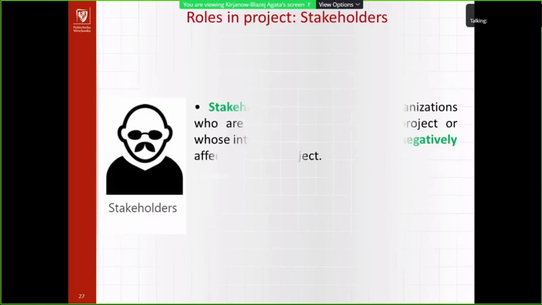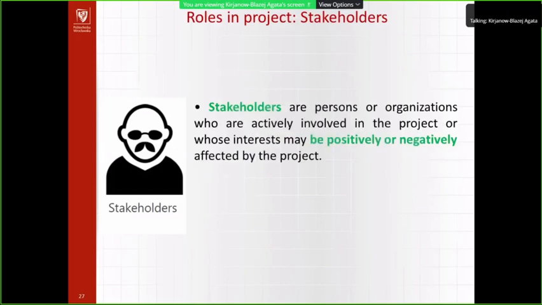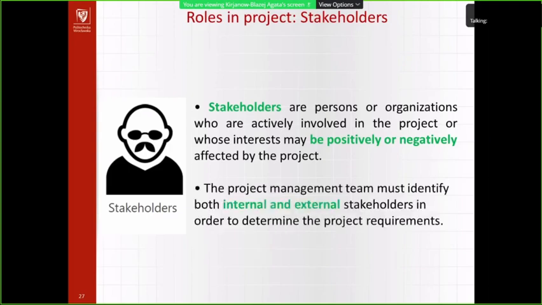So stakeholders are persons or organizations who are actively involved in the project or whose interests may be positively or negatively affected by the project. And the project management team must identify both internal and external stakeholders in order to determine the project requirements. In other words, your project stakeholders are the people or groups who have something to gain or lose from your project outcome.